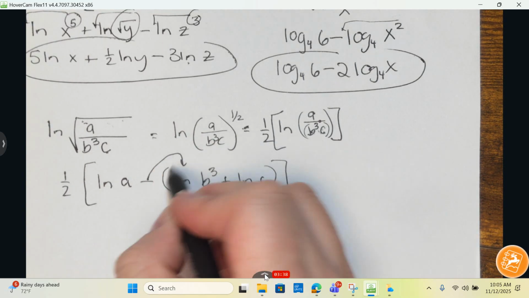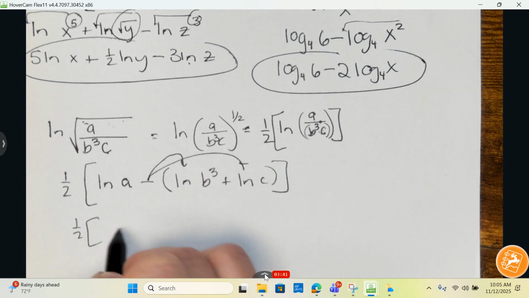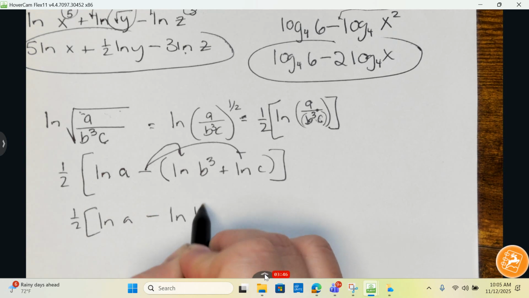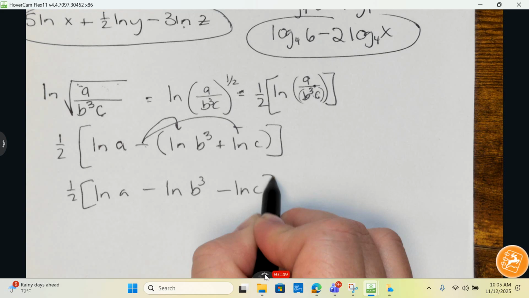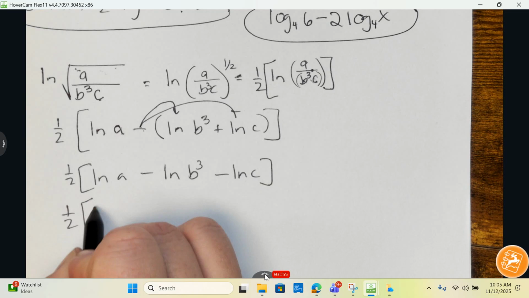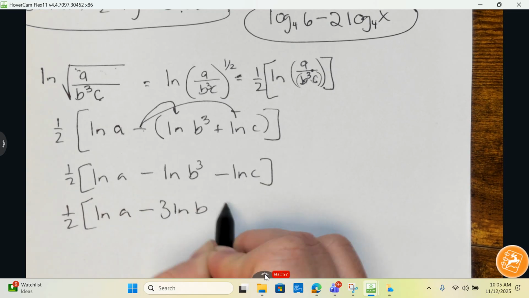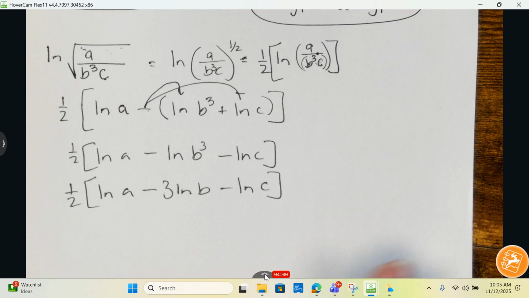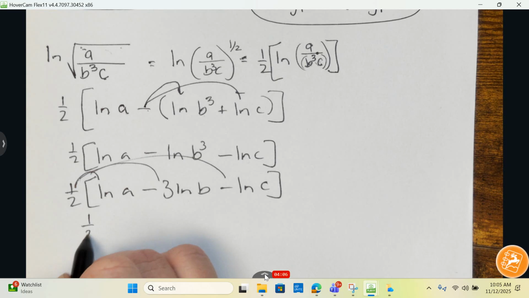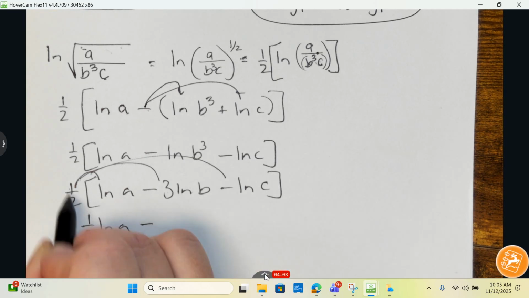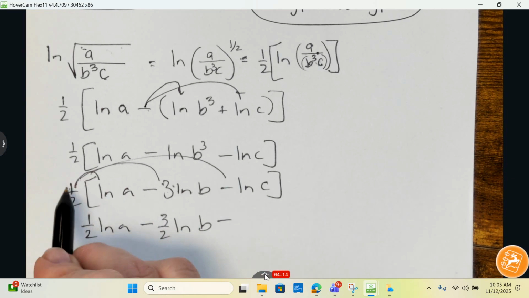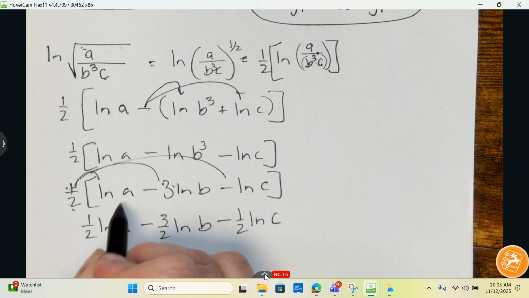Next, I'm going to distribute the subtraction sign. So I have 1/2 times the quantity, ln of a, minus ln of b cubed, minus ln of c. Any exponent here needs to be placed directly in front, so 1/2 ln of a minus 3 ln of b minus ln of c. And lastly, I'm going to distribute that 1/2 to the 3 terms inside. So 1/2 ln of a minus, well, 3 times 1/2 would be 3 times 1 is 3, and then divided by 2. So 3/2 ln of b minus 1/2 ln of c.